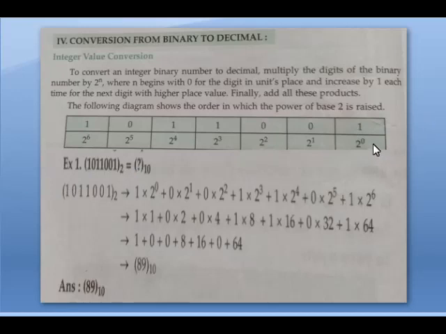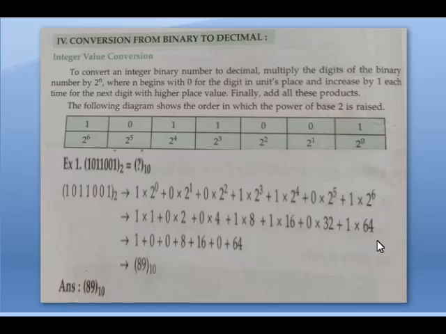1 into 2 power 0 plus 0 into 2 power 1 plus 0 into 2 power 2 plus 1 into 2 power 3 plus 1 into 2 power 4 plus 0 into 2 power 5 plus 1 into 2 power 6. So 1 into 2 power 0, any number to the power 0 is 1. So 1 into 1 plus 0 into 2 power 1 is 2. 0 into 2 power 2 means 4. 2 power 3 means 8. 2 power 4 means 16. 2 power 5 means 32. 2 power 6 means 64.